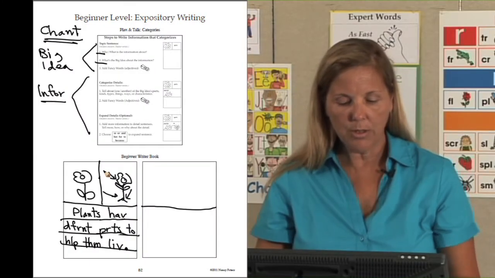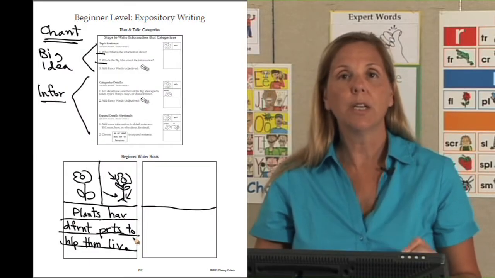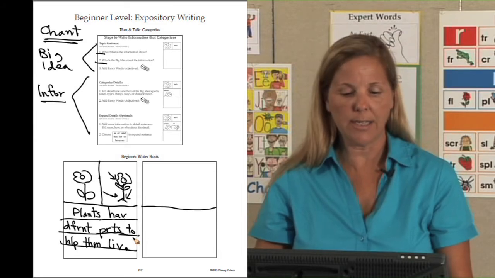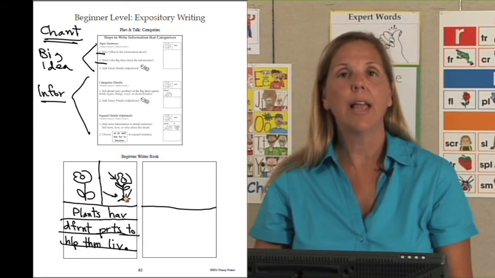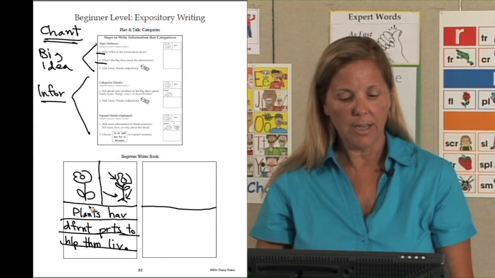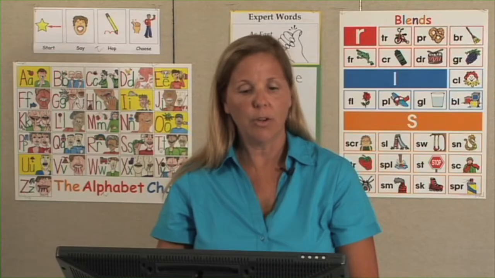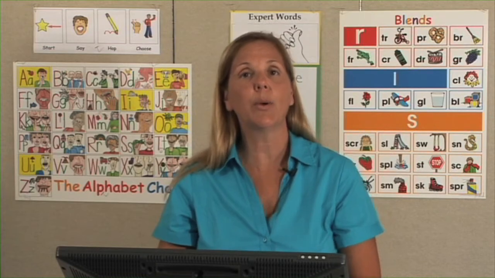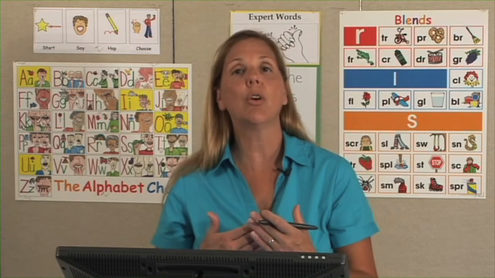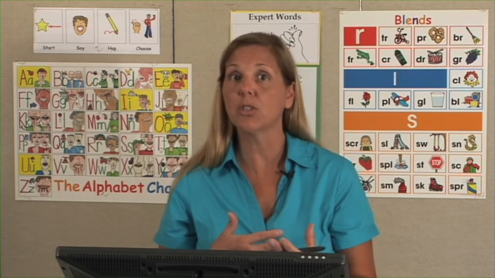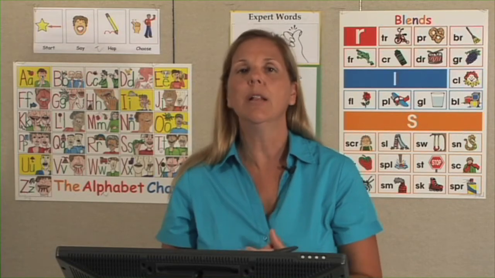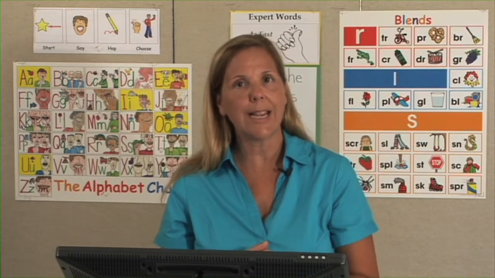In this example, the student formed their sentence. First, they planned it. They had plants have different parts to help them live. Now they wrote it down. Plants have different parts to help them live. Notice if it's a high frequency word, it's spelled correctly. If it's a word that they don't know yet, in other words, they haven't had those spelling rules, then they're saying the word slowly and writing it down.